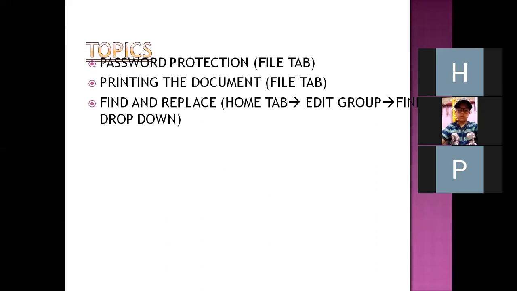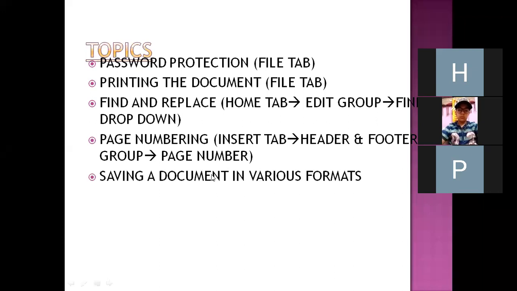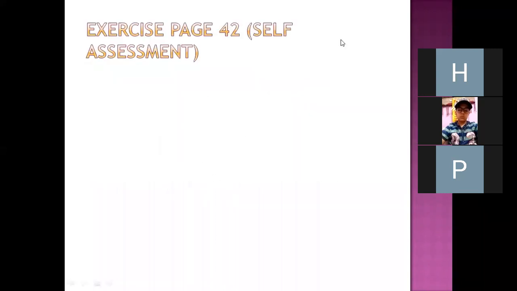So instead of searching the whole document, you can use the find and replace feature to find that particular word and replace it. Next we will insert page numbering on each and every page, at the top left corner, the bottom left corner, the bottom right corner, or at the center. And how will you save a document in various formats? Suppose you want to save your Word document in PDF format or any other format. So how will you do this?